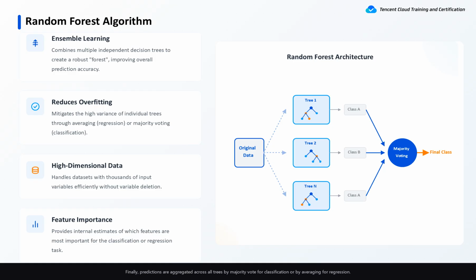Finally, predictions are aggregated across all trees by majority vote for classification or by averaging for regression. This dual injection of randomness in both data sampling and feature selection creates a forest where each tree is slightly wrong in different ways, but collectively highly accurate. Random forest is one of the most reliable off-the-shelf algorithms for tabular data classification and regression tasks.